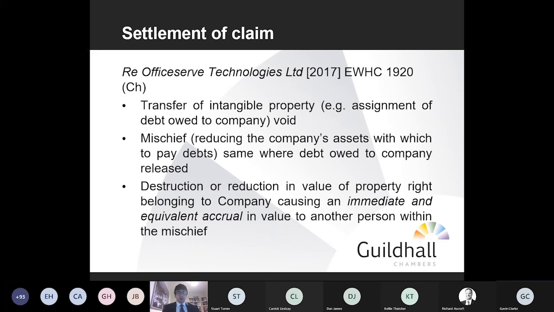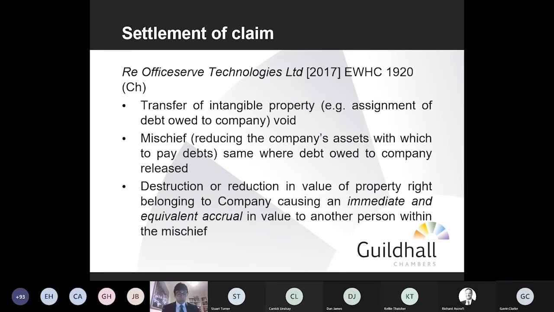And His Honour Judge Matthews started with the obvious proposition that, as we've seen, a physical transfer of tangible property is clearly caught by the section. And he went on to say that a transfer of intangible property is also caught. So, for example, the assignment of a book debt by the company to a third party would be void.